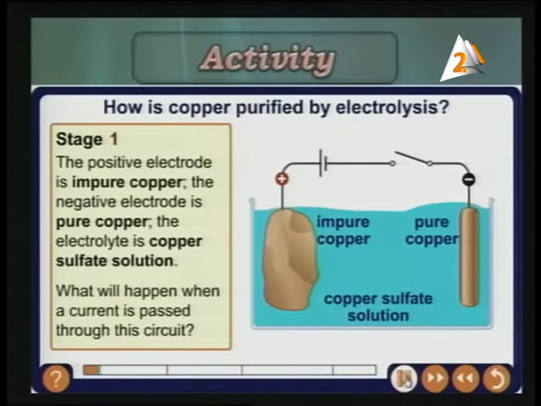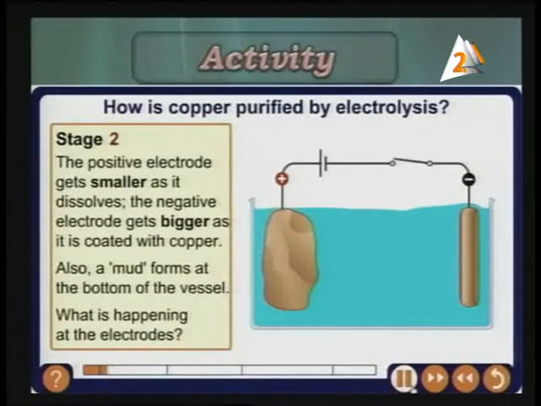The positive electrode is impure copper. Impure copper means commercial copper. It contains some other materials or metals that are unwanted. So the positive electrode is impure copper, the negative electrode is pure copper. The electrolyte is copper sulfate solution. Why? To allow motion of the ions from the positive to the negative, and from the negative to the positive, through the copper sulfate solution.